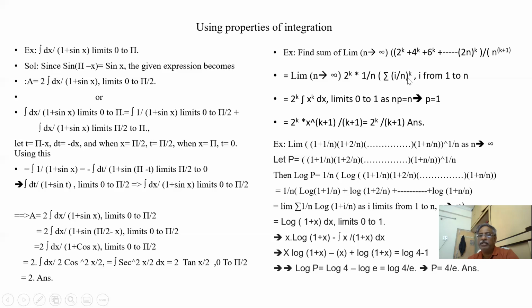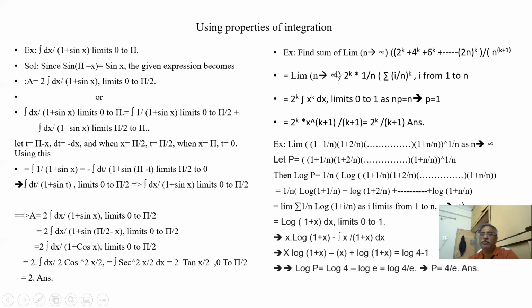So i is varying from 1 to n. So 1 by n to the power of k, 2 by n to the power of k, 3 by n to the power of k, like that, up to n by n to the power of k. So 2 to the power of k has been taken out, and what is left is n to the power of k. So this whole expression can be written in this form.